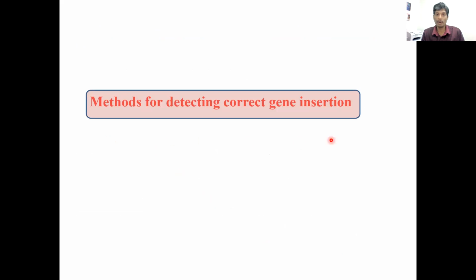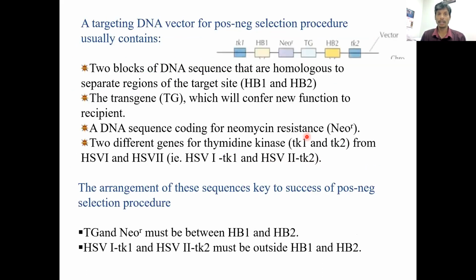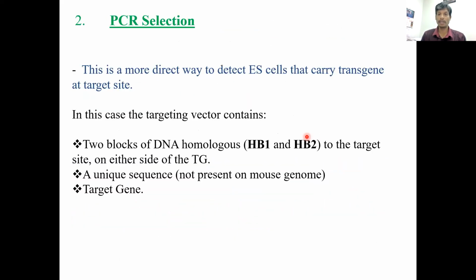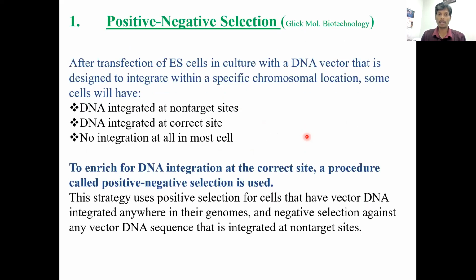So we will now learn methods for detecting correct gene integration. That means you want to integrate the transgene into the genome at a specific location. How do you do that? There are two different methods I am going to teach you. One is positive negative selection. Another one is PCR selection. First, let us understand positive negative selection, and then we will move to PCR selection.